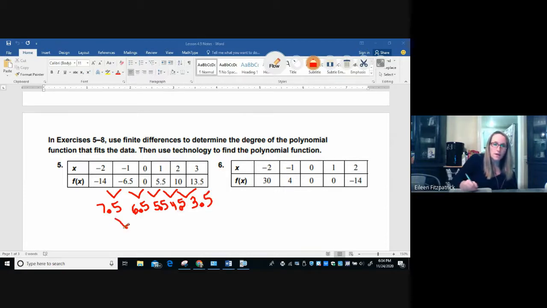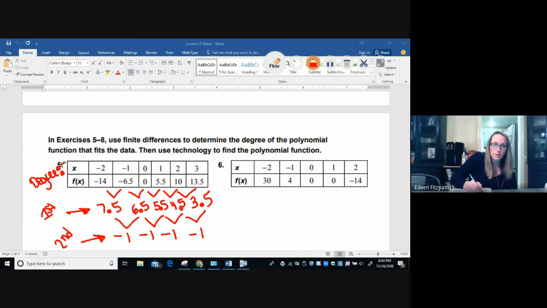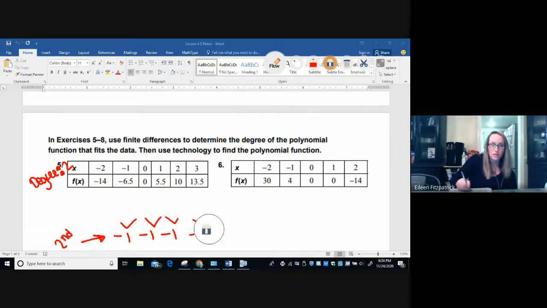All right, now the differences there. I am decreasing by 1, decreasing by 1, decreasing by 1, decreasing by 1. So this is my first difference. This is my second difference. Because the second difference is constant, that means that this polynomial is degree 2. Okay. Once I determine that it's degree 2, I'm now going to use my graphing calculator. Don't need to know any of this anymore.